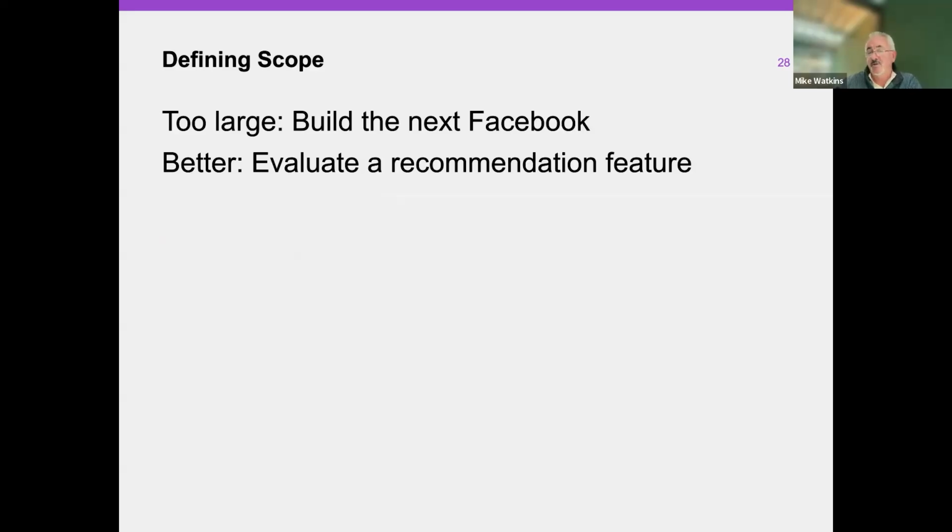So you don't know that you can do it, because if it's too easy, you're not going to be challenged enough. And if it's too hard, it's going to demonstrate that you can't manage that. And that's one of the reasons why working with your supervisor is an excellent resource. It's better to evaluate a recommendation feature. So the key thing for you is don't make it too large.